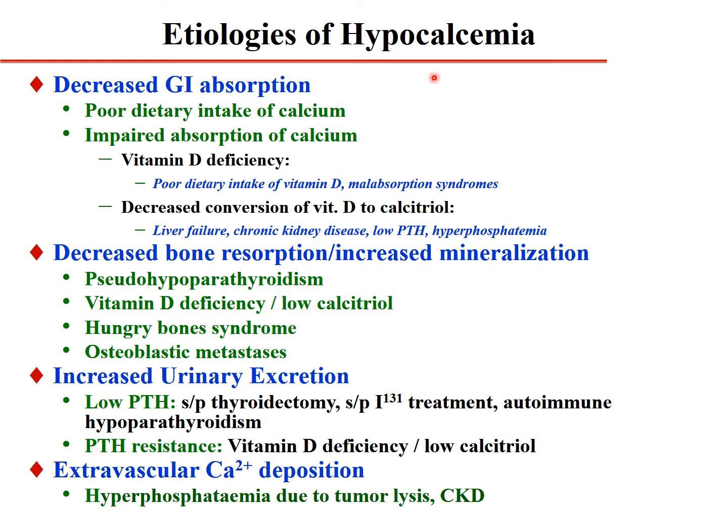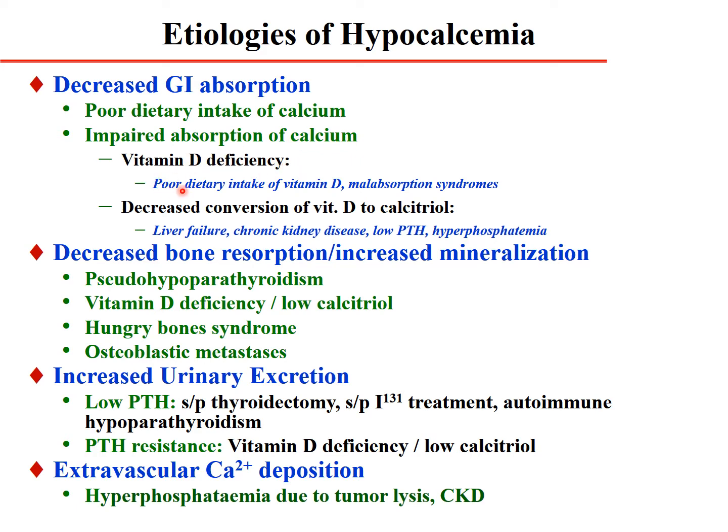Now, the etiology of hypocalcemia, as we mentioned before, could be due to decreased GI absorption. For example, if we have poor dietary calcium content in our food, or impaired absorption, for example, related to vitamin D deficiency.